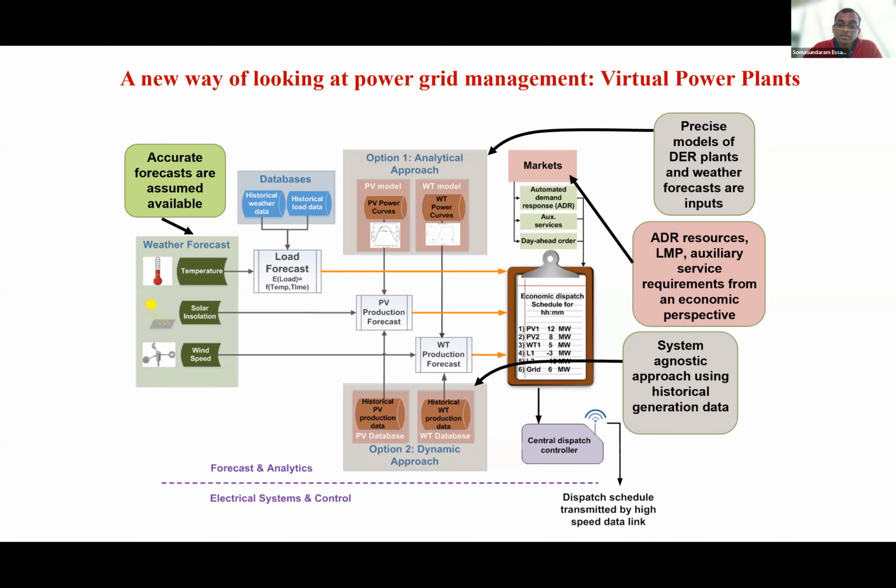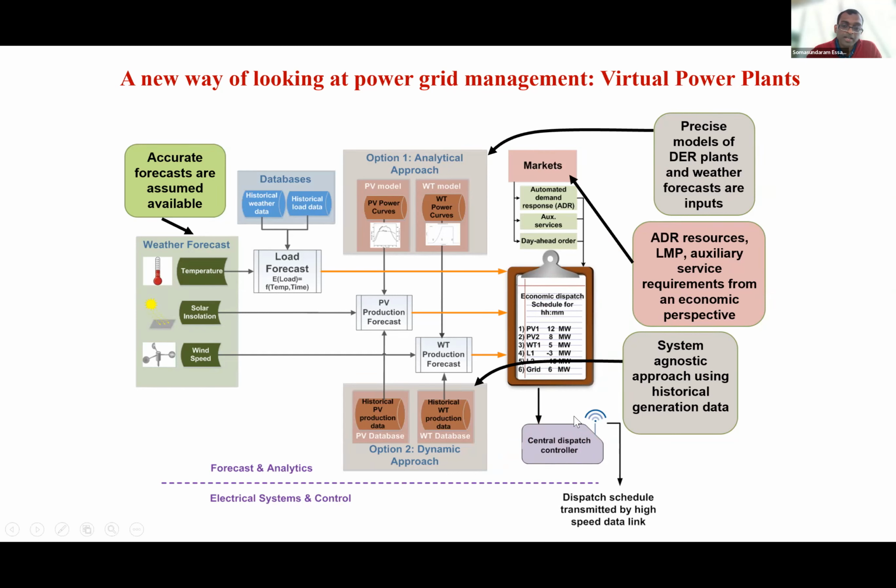So if there is no vertical integration, there are several entities involved in the generation, transmission, and distribution of power. These different entities need to enter into negotiated contracts with the grid operator based on how much they will get paid for a certain number of megawatt hours, etc. Right? So all of that is fed into a central dispatch controller.